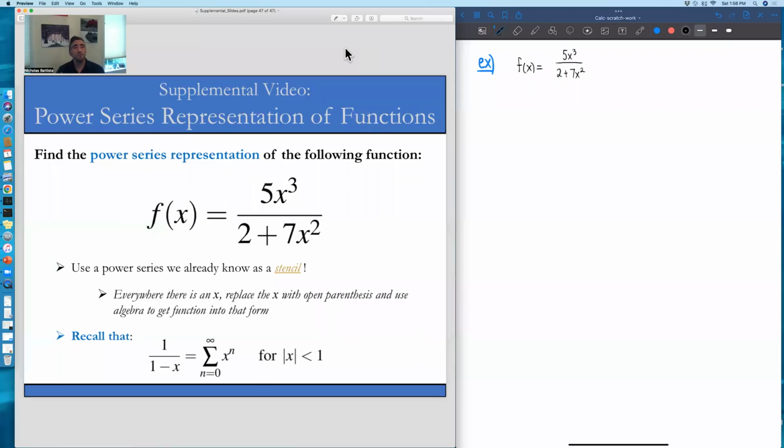In this example, we're going to be looking for the power series representation of this following function. And for these types of problems, we're always going to start with a power series that we know something about, and we're going to use that as a stencil to help guide how we can get a power series representation for the function we're interested in.